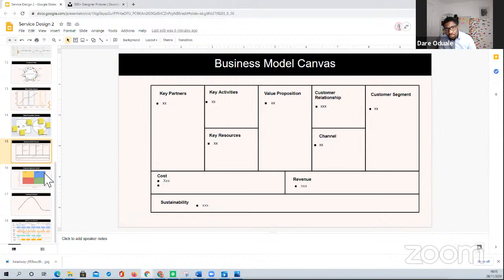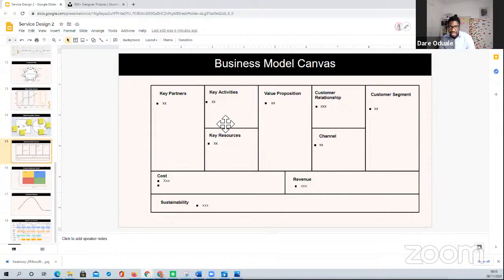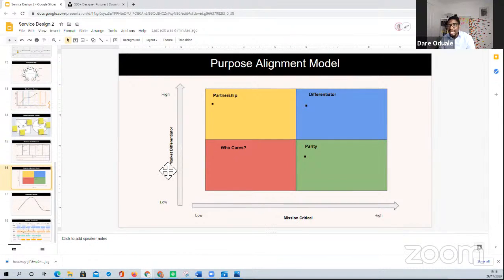Okay, so then the purpose alignment model. This purpose alignment model is something that, having captured all these things here in your business model canvas, like your key activities and your key resources and your key partners and things like that, you want to be able to look at it and ask: of all the things I want to do, which are the ones that I probably don't have to necessarily do myself? So look at this here.